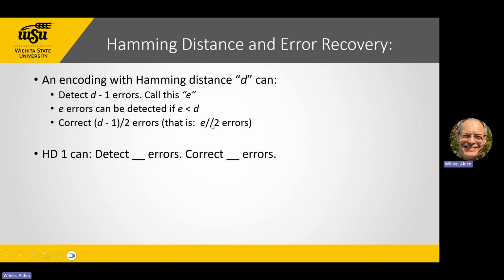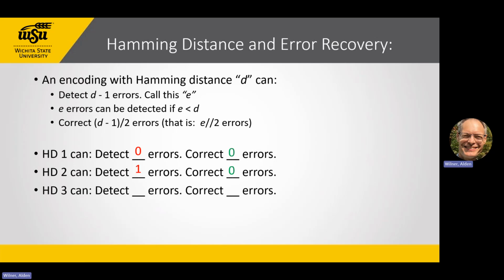So a Hamming distance of 1 can detect how many errors? 0. How many can it correct? 0. A Hamming distance of 2 can detect 1 error, but it can't correct any, right? It's only when you get to a Hamming distance of 3 that you can detect 2 errors and correct 1. Okay, so just to see if you're awake, how many errors can we detect here?